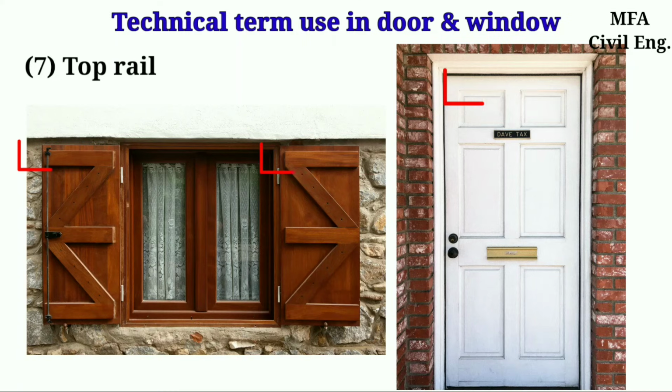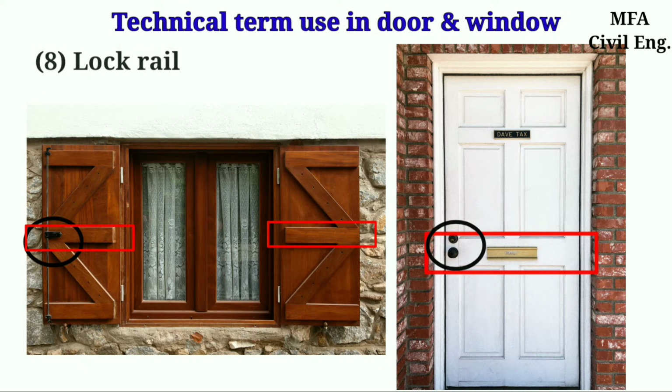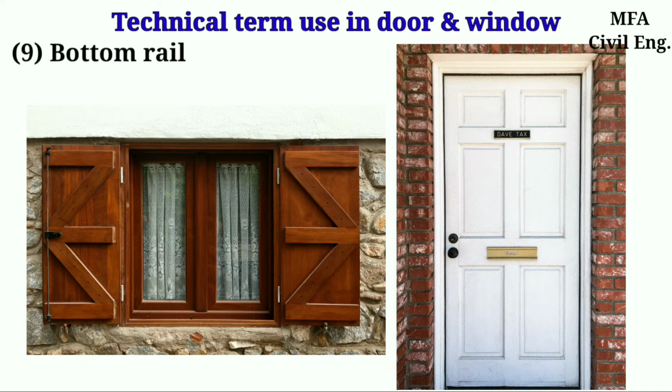Top rail is the topmost horizontal member of a shutter. Lock rail is the middle horizontal member of a door shutter to which the locking arrangement is fixed. Bottom rail is the lowermost horizontal member of a shutter.